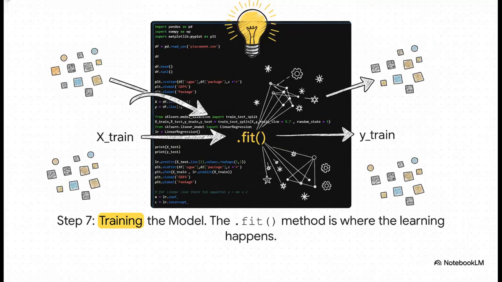And this is the magic moment. The .fit method is where all the learning happens. We're passing it our training data, both the questions, which is our x_train, and the answers, our y_train, and we're telling it, okay, go figure it out.